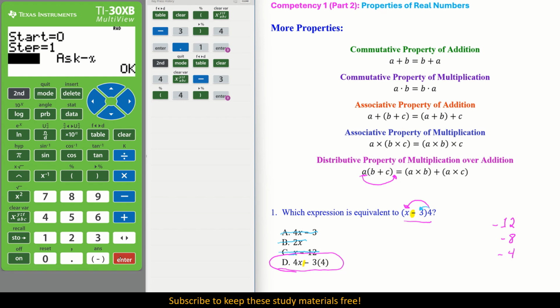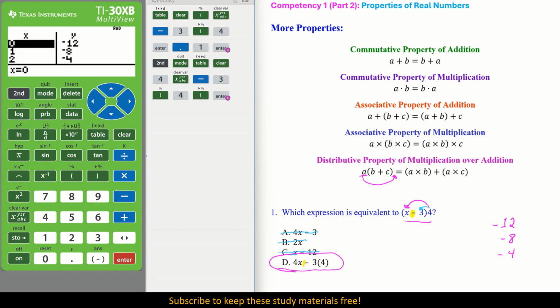Everything's set up the way we want. Our window's fine. There you go, and you have the same results for 0, 1, 2, 3. For your x values, same y values. So yes, that's correct. That's just a little way to check with your calculator. It's a time saver. You don't have to do it all by hand.